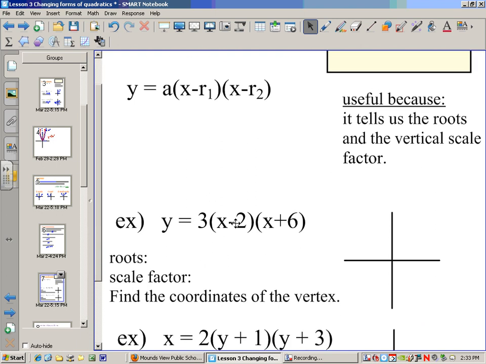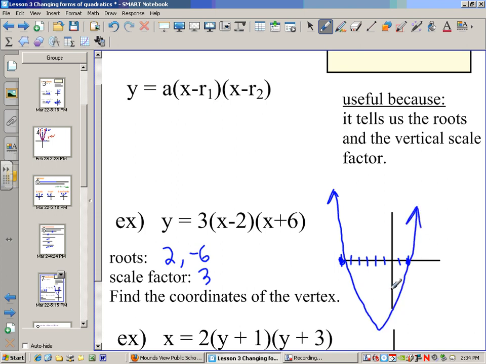So in this situation, the roots are going to be 2 and negative 6. The scale factor is 3. So let's draw this out. 2 to the right, negative 6: 1, 2, 3, 4, 5, 6. Now, the scale factor is 3, so this will go way down and then come up.